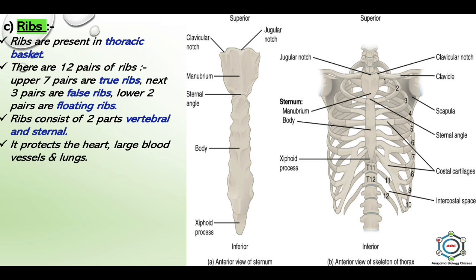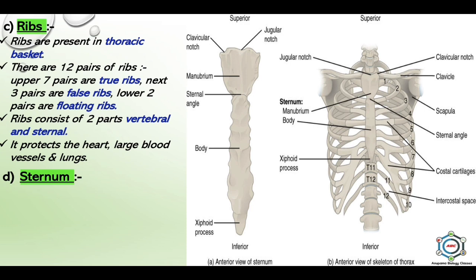Ribs consist of two parts, vertebral and sternal, in which the vertebral part is long and bony, while the sternal part is short and cartilaginous. Ribs protect the heart, large blood vessels and lungs, and the lower part of the ribs protects the kidney.